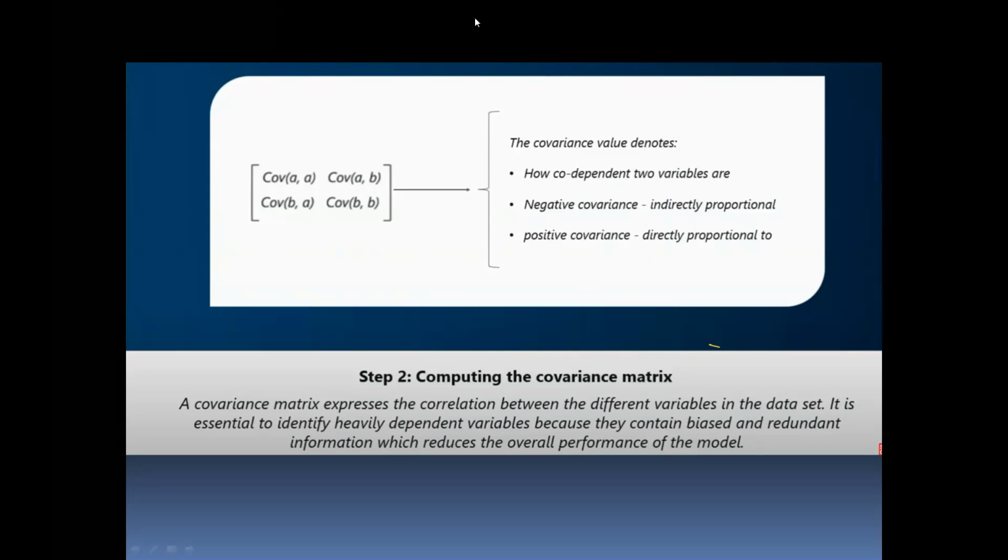So in step 2, compute the covariance matrix. A covariance matrix expresses the correlation between the different variables in the data set. It is essential to identify heavily dependent variables because they contain biased and redundant information, which reduces the overall performance of the model, right?